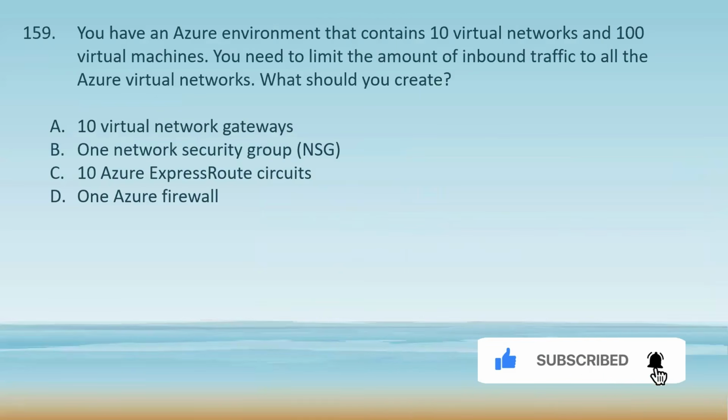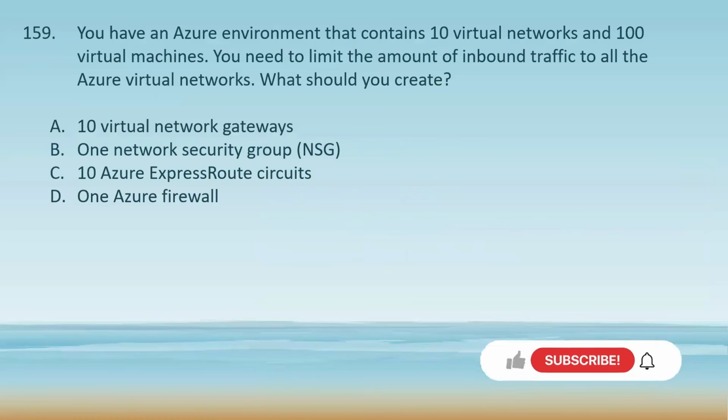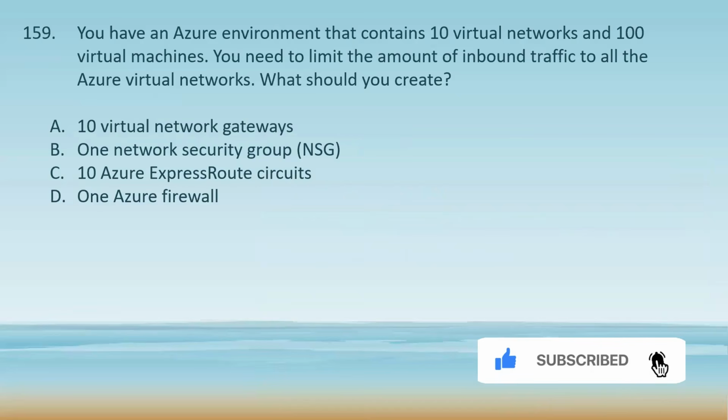Next question. You have an Azure environment that contains 10 virtual networks and 100 virtual machines. You need to limit the amount of inbound traffic to all the Azure virtual networks. What should you create? 10 virtual network gateways, 1 network security group, 10 Azure Express route circuits, 1 Azure firewall. Let's look at all options and see which one is right.